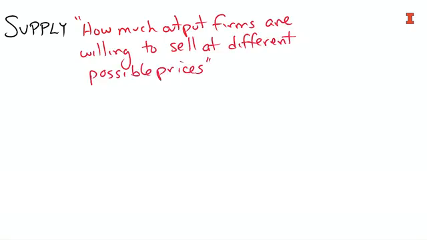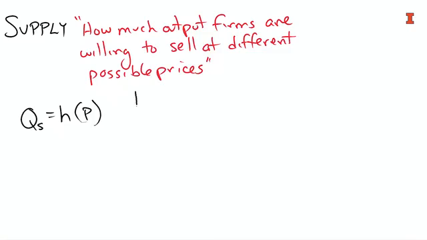So, going back to the notation we had before, that would be like saying the quantity supplied is some function h of price. Last time we used f because that was the demand curve. We have a different functional operator now. We don't really care what it is. It's just some formula that will convert prices into how much firms would actually be willing to sell of this particular product. And of course, what we want to do is think about what that looks like graphically.